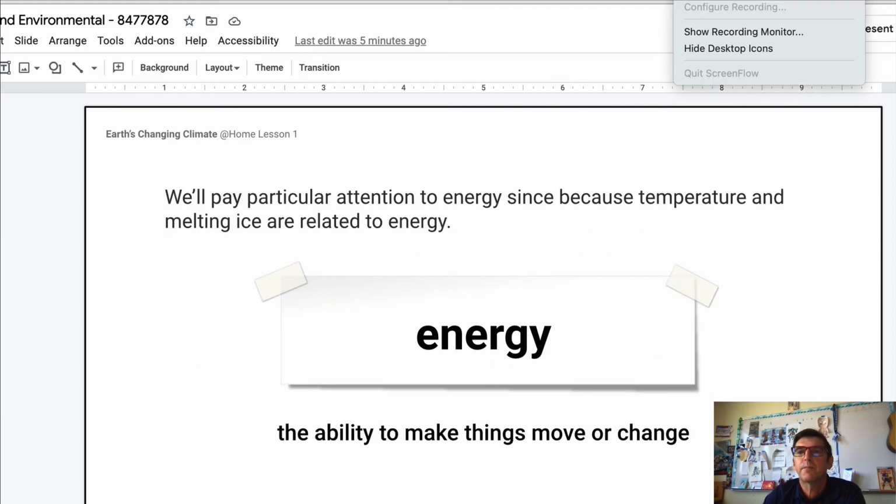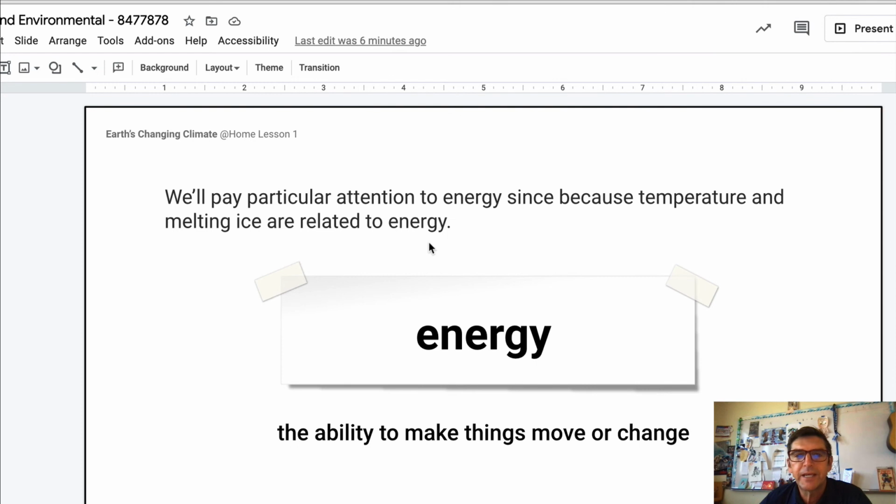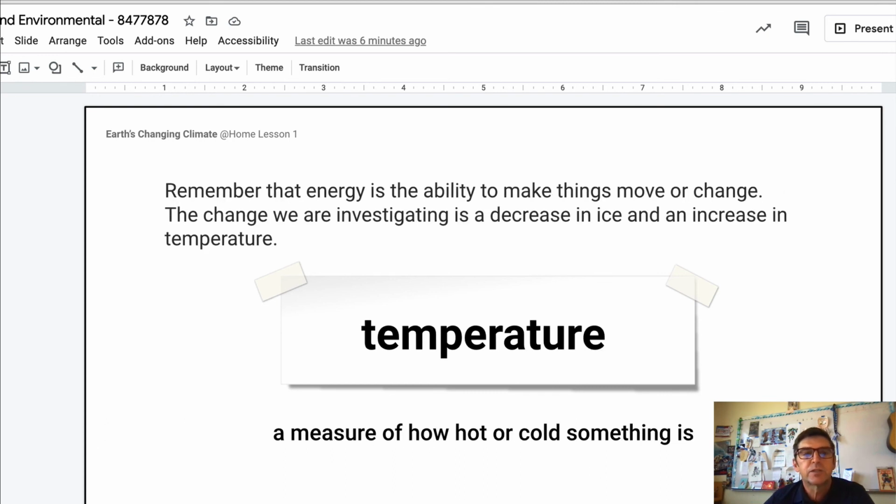Coming up, pay particular attention to energy, because temperature and melting ice are related to energy. What is energy? Remember this, the ability to make things move or change. The change we're investigating is a decrease in ice and an increase in temperature. Temperature is a measure of how hot or cold something is. These are two new concepts that we need to move to the top.